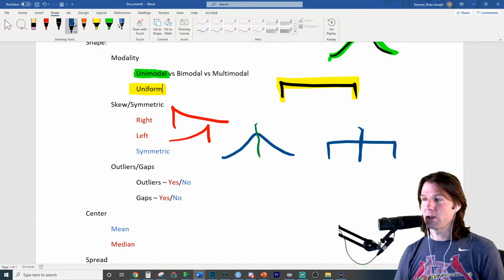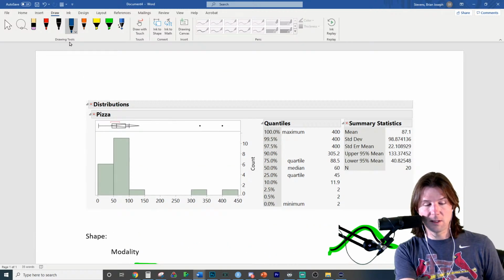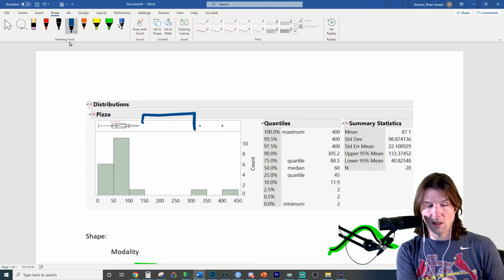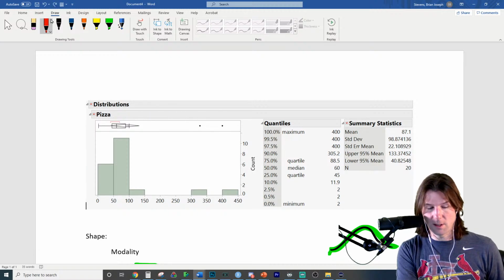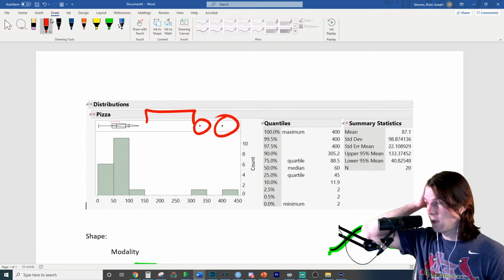Next but not least, we have outliers and gaps. You can see some outliers and gaps up here. Here is a gap in the distribution. Let me do it in red because that's the color we're using for that. So there are outliers and there's a gap. Does that make sense, what outliers and gaps are in the data?